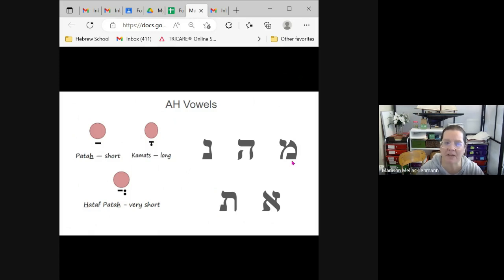If we have a mem, and we added a kamats, it would be "ma." We have a hey, and we added the kamats, it'd be "ha." We have a noon, and we added the kamats, it'd be "na." If we have an aleph and we add the kamats, it would be "ah." And if we have a tav and we added the kamats, it'd be "ta." And essentially, it's the same thing with patak: ma, ha, na, ah, ta. Same thing with hataf patak: ma, ha, na, ah, ta. So that's how the "ah"s go.